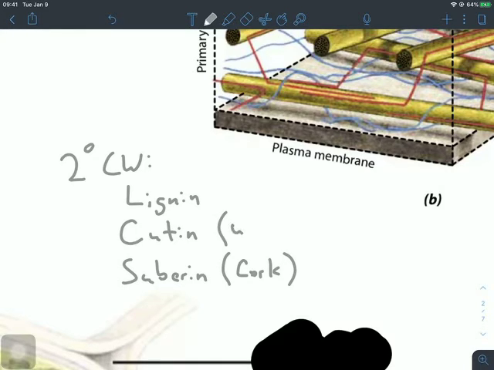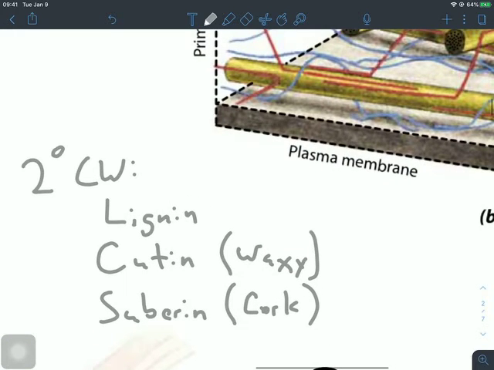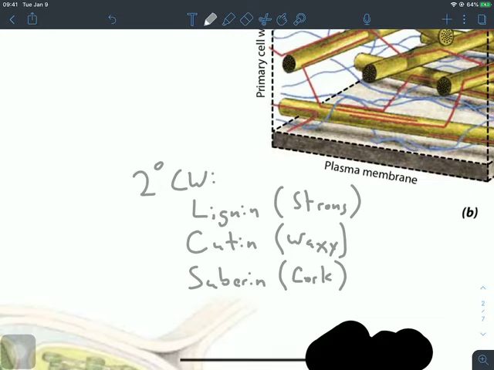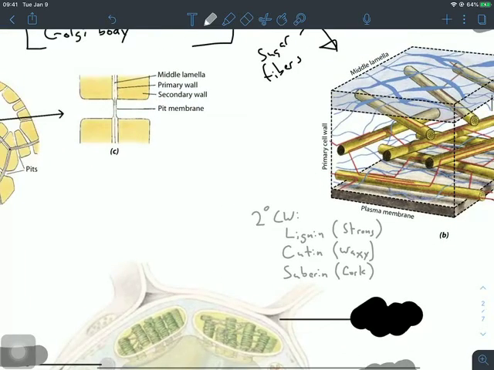Cutin is a waxy substance on the outside of plant leaves to help prevent loss of water. And lignin is a very strong substance that also helps prevent water loss and allows for structure within the plant cells. So we'll be revisiting lignin as it is important both in helping plants move water around and helping them stand tall. We would not have trees without lignin. In fact, all plants would be about the height of a moss if it were not for this secondary cell wall substance of lignin.